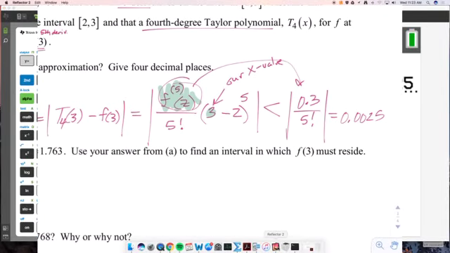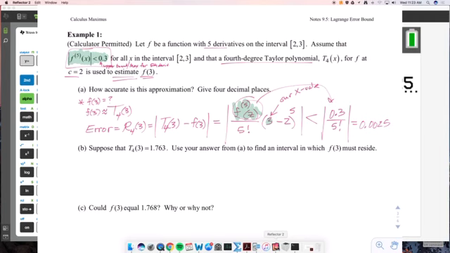So that's the deal right there. I don't know what the actual approximation is when I use a 4th degree polynomial, but I do know that sum is going to be within 25 ten-thousandths of the actual number. Okay? All right? So far, so good?